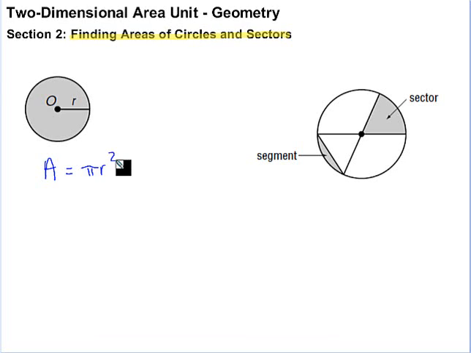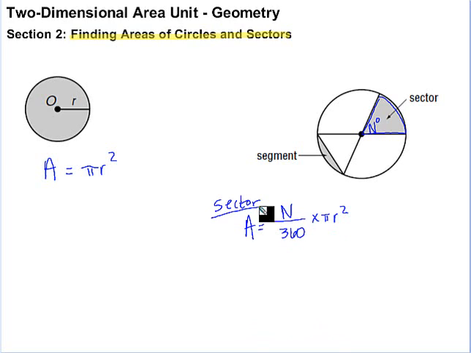The area of a sector, this is a sector. Notice it's just a portion of the circle. In order to find the area of that sector, you're going to need to know the central angle. We're going to call that n degrees. So to find the area of the sector, you take that central angle over 360 and then multiply it by pi r squared. This is for a sector of a circle.